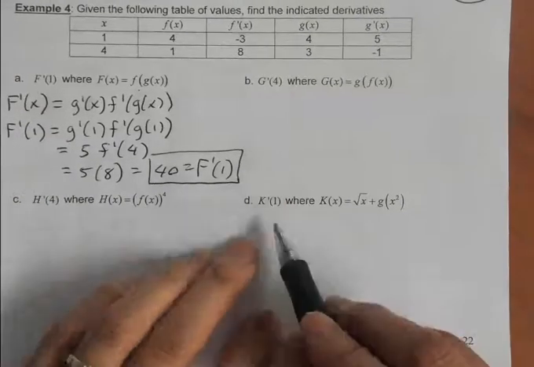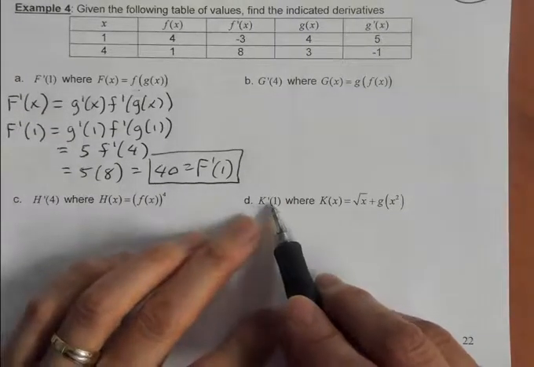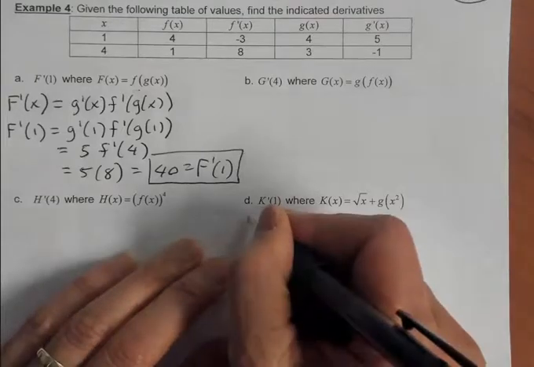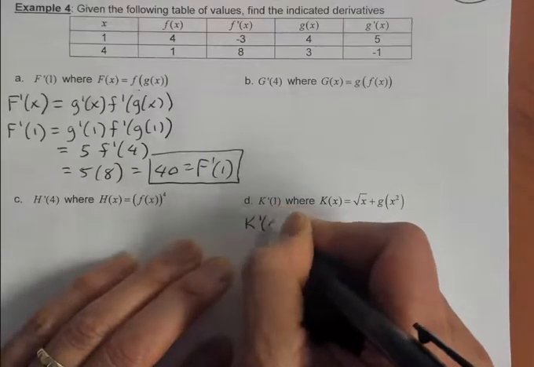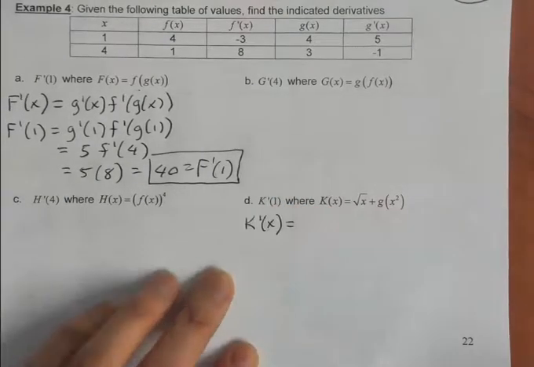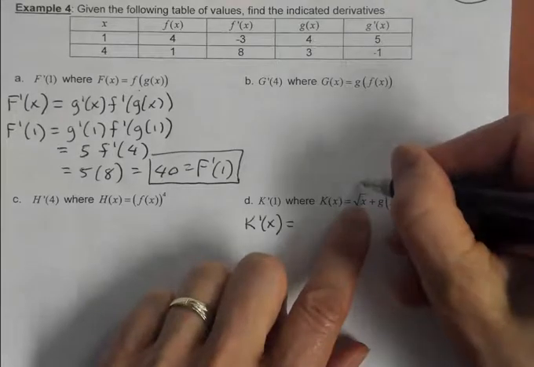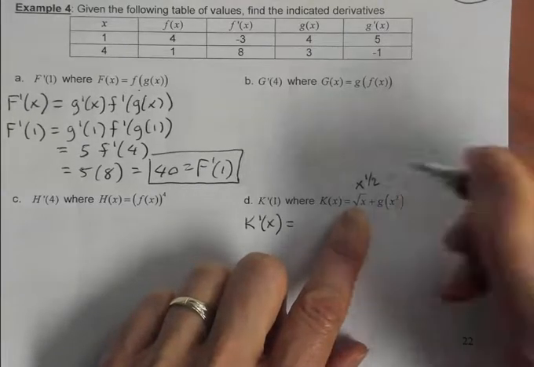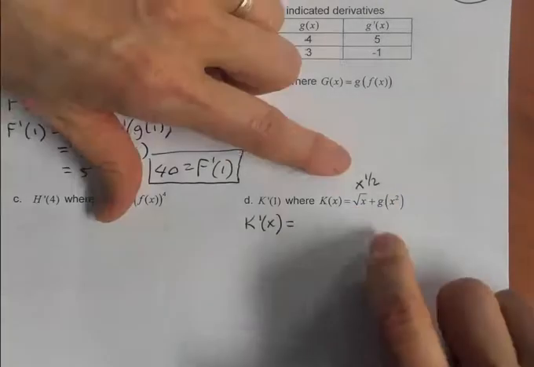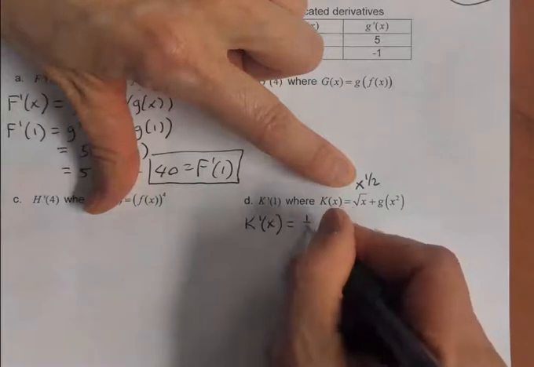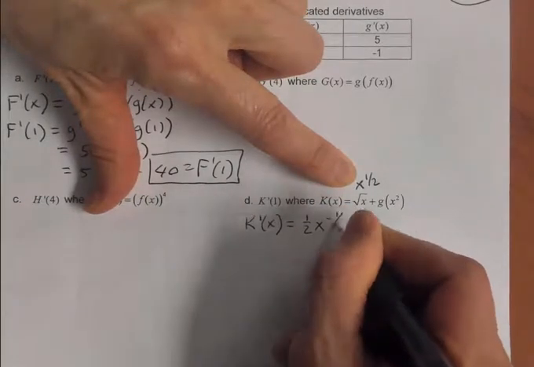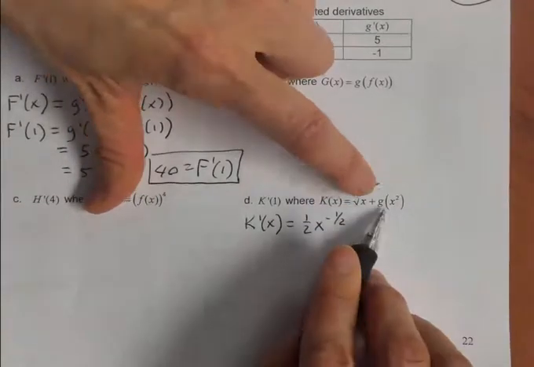So here they want k prime of 1. So I'm first of all going to find k prime of x. So this one, I'll just write it on top, but this is x to the 1/2 power. And so I take that derivative, which will be a 1/2 x to the negative 1/2. And then I have to use a chain rule on this.